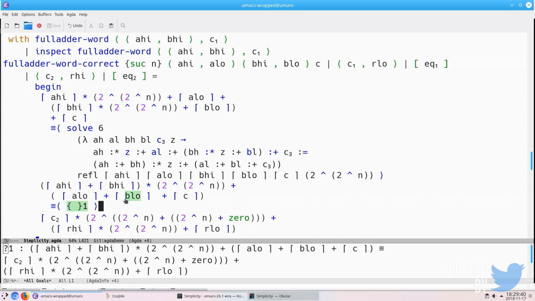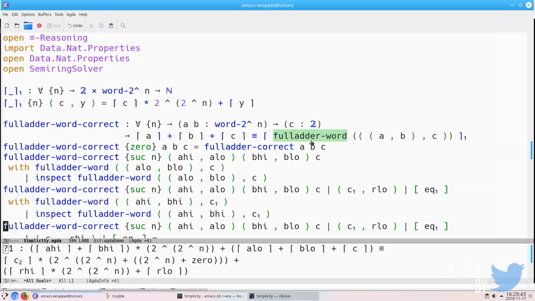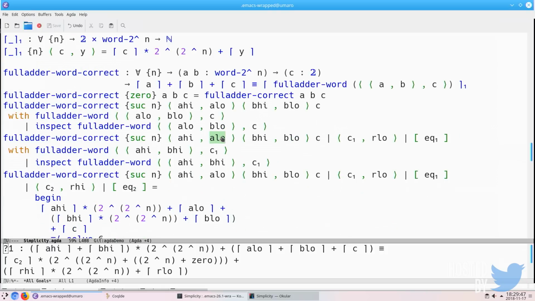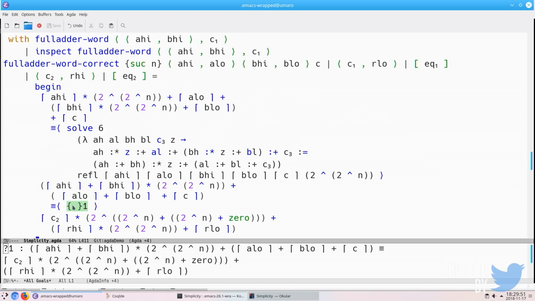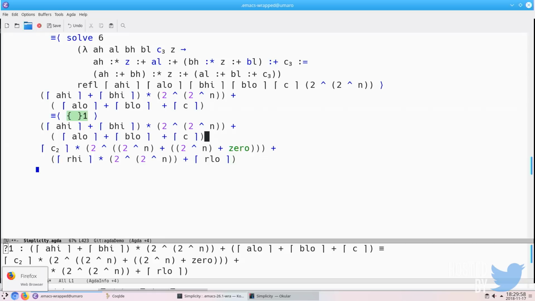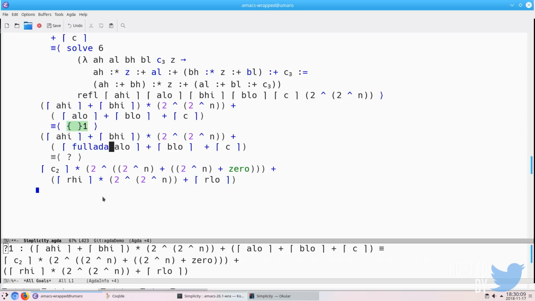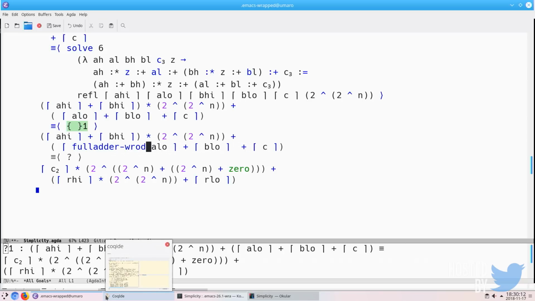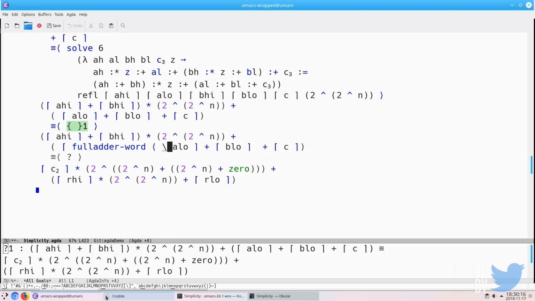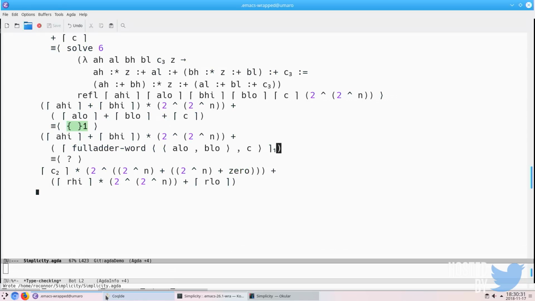Next, we have this a low plus b low plus c, which looks suspiciously like this correctness lemma we're trying to prove. And so we're going to recursively call our lemma to rewrite that as, this is really the semantics of full adder word of a low and b low and c. We have to use our extended semantics there. All right, let's see how we're doing.